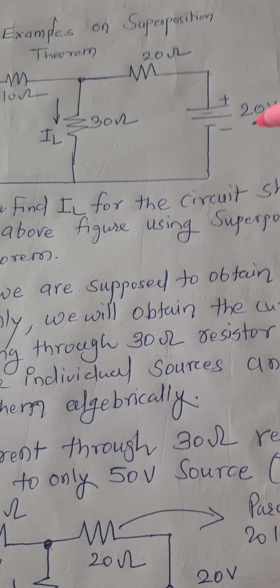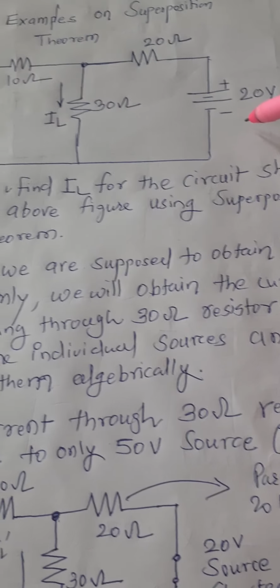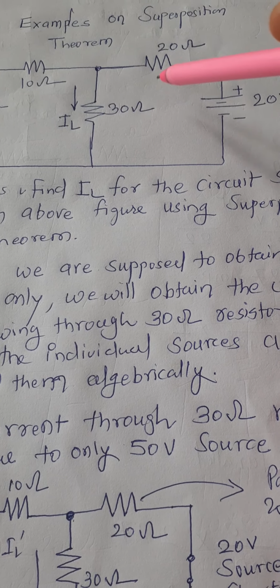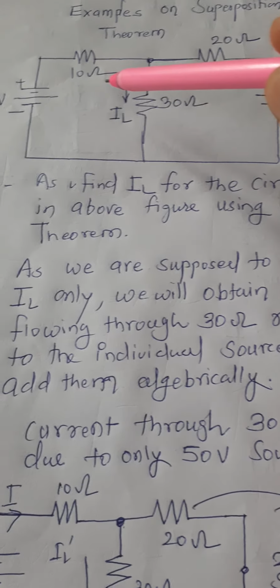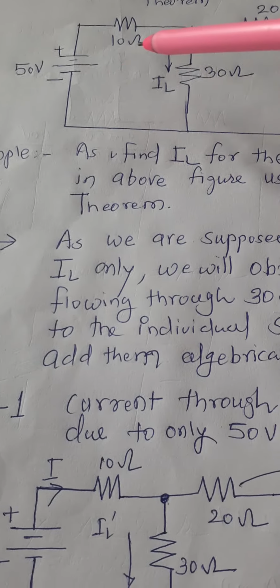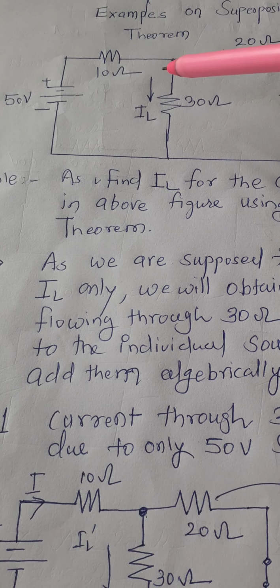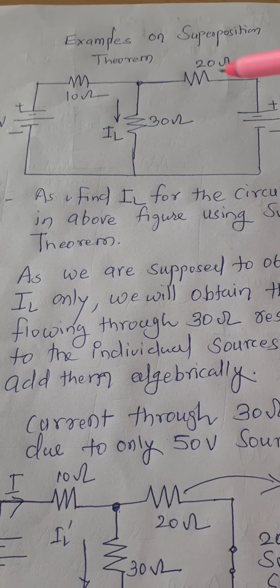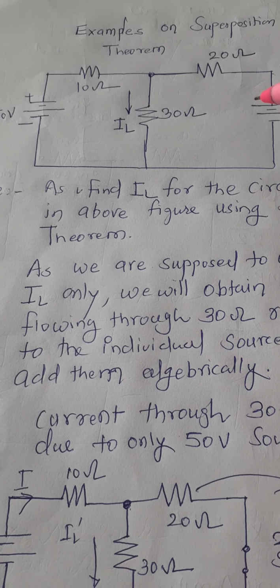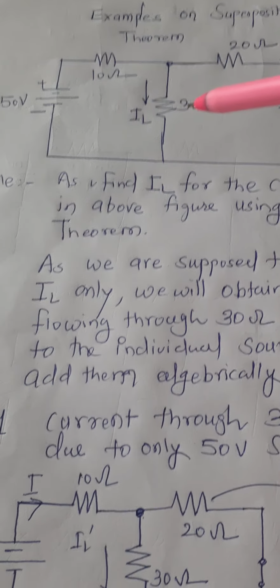At that time the other source is inoperative. It is a voltage source, so it is considered as a short circuit. Take the parallel of these two, 30 and 20, then add this parallel combination with this 10 ohm resistance. This is the total resistance. So voltage upon total resistance is the total current flowing in this branch. Now this current is solved by the current division method: total current into the opposite resistance divided by the series combination of both resistances.